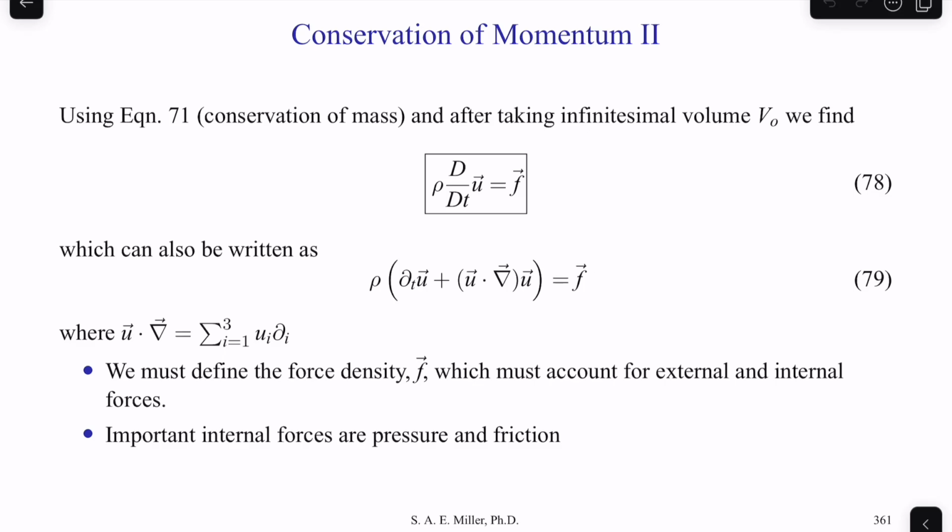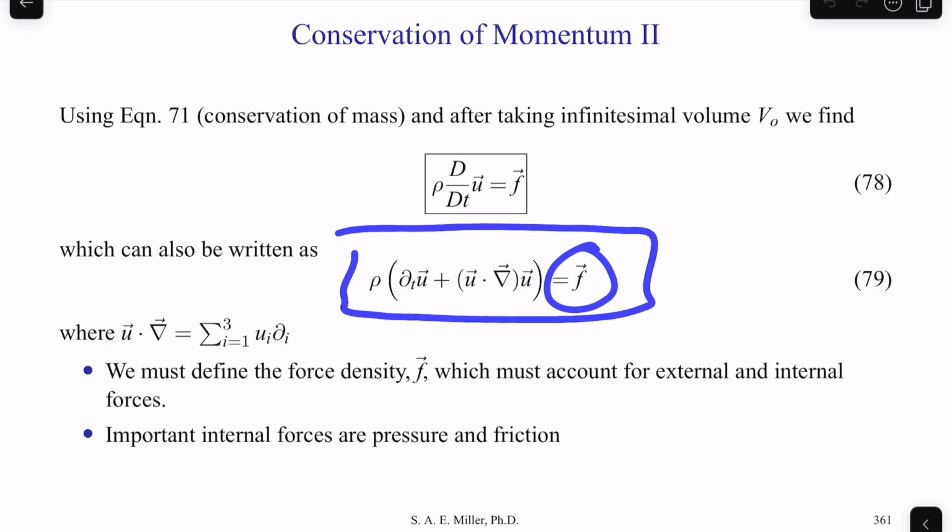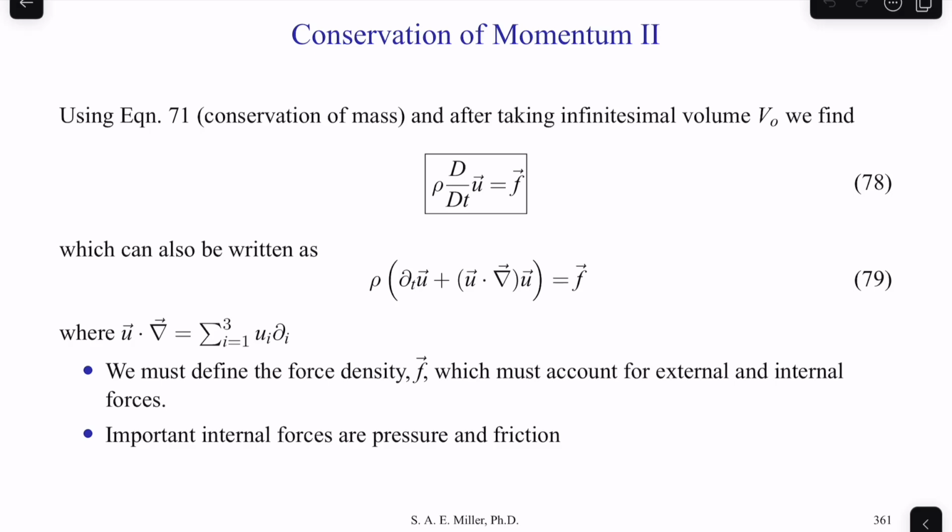Now using equation 71, which was the conservation of mass equation, and taking an infinitesimal volume element V naught, we can find equation 78, which is rho times the material derivative of u equals F, the forces. We can also expand this out through the material derivative and write rho times partial u partial t plus u dot nabla u equals F, the sum of the forces. Recall that u dot nabla is nothing but the sum of u_i partial_i. So here is, of course, our core Navier-Stokes equation.